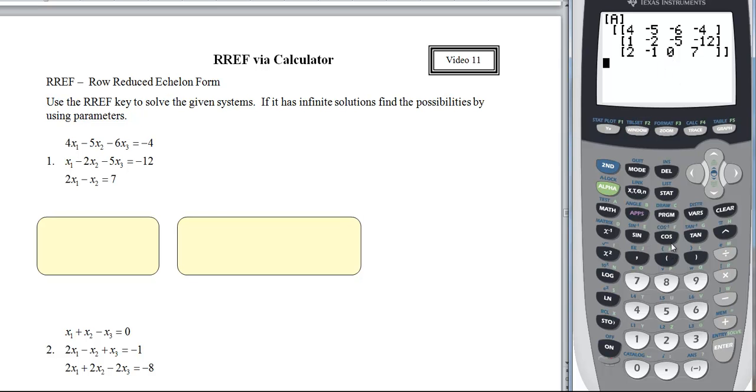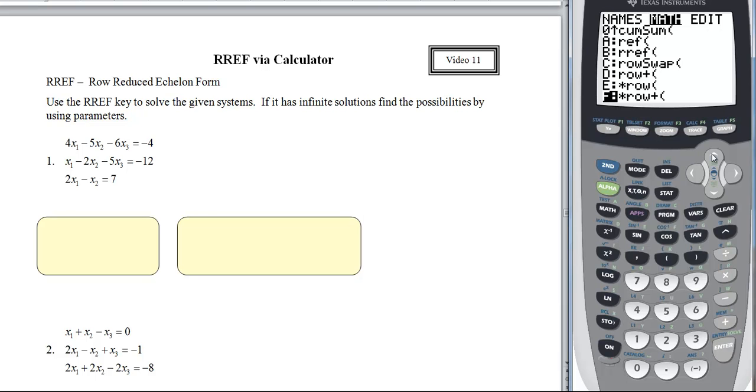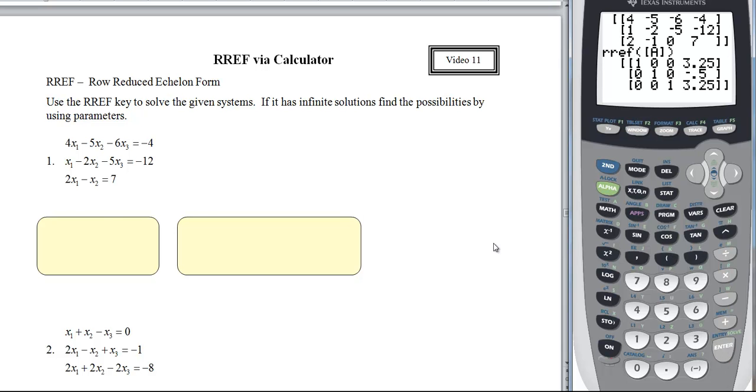Now here comes the rref. Second matrix, over to math, go up. We've been doing that, but here it is. There's the row reduced echelon form. So let's go up, hit enter. You've got to tell it the particular matrix that you want this done to. Now what the calculator is going to do is the Gauss-Jordan, boom, all in one little quick step. There it is.